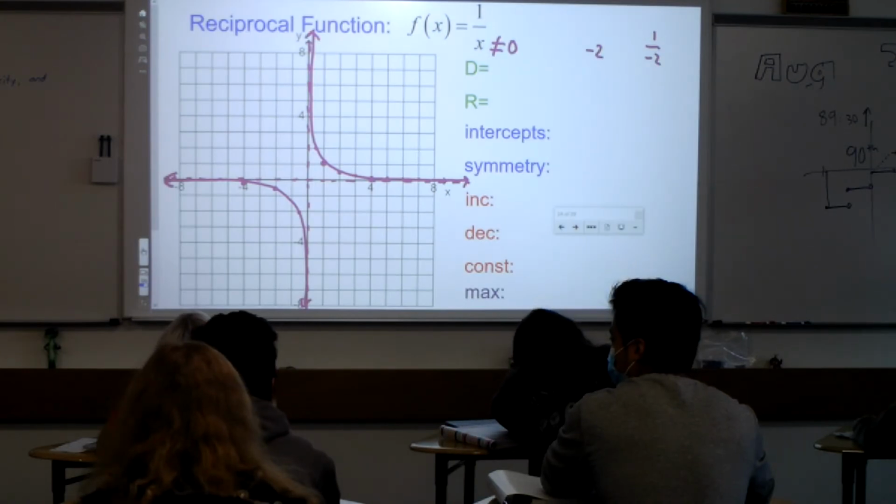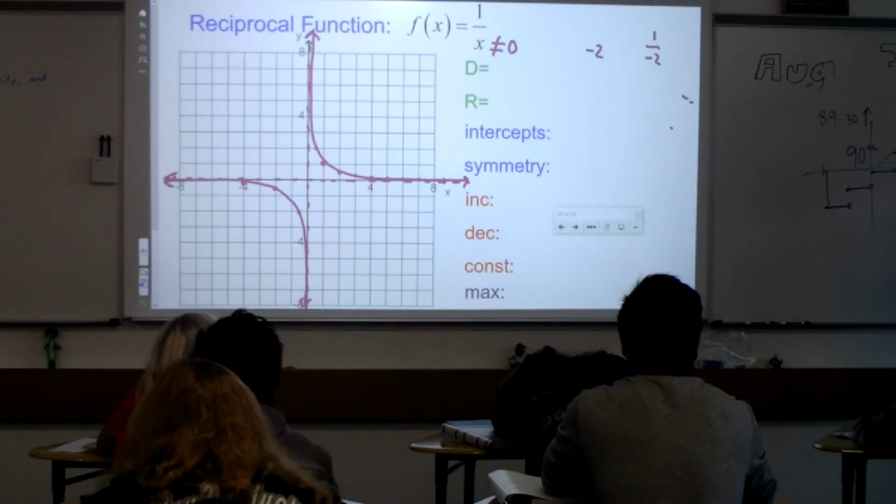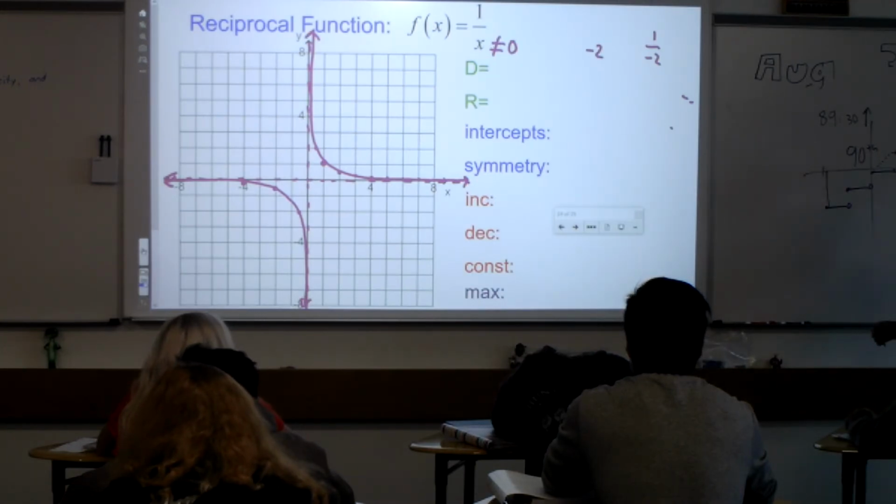We are going to go through and do the key features on this one. Actually, good. Minute head start. Try to fill it in on your own, and then I'm going to check them. Go.